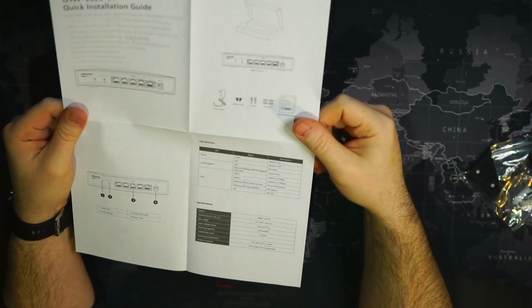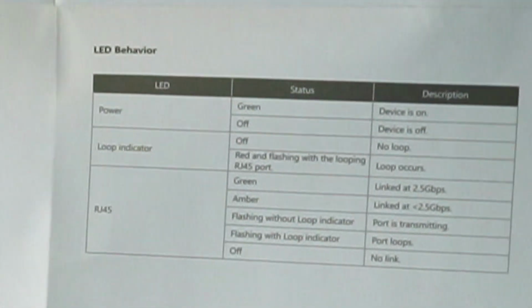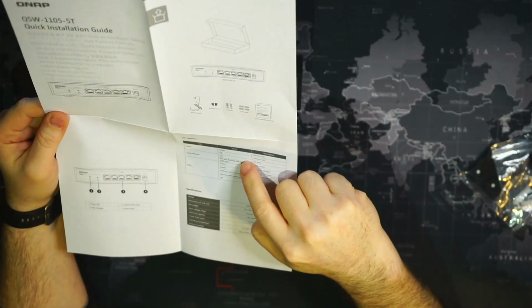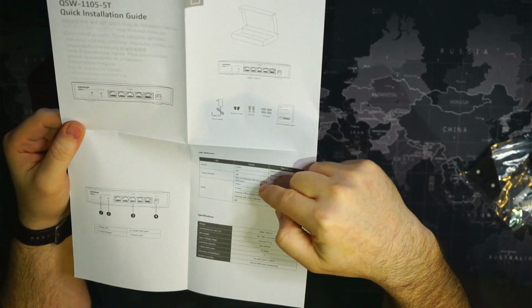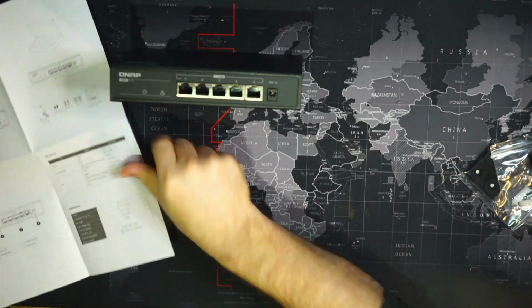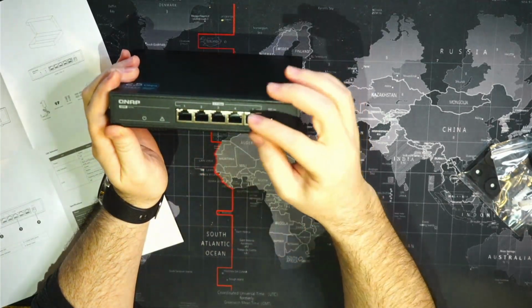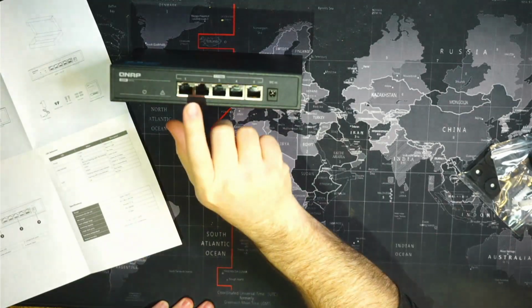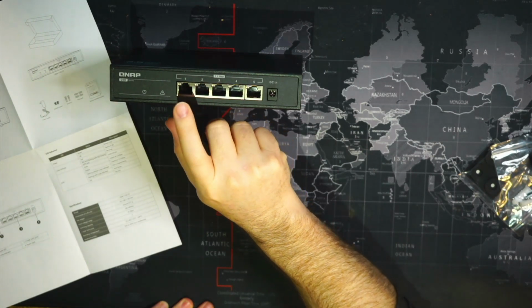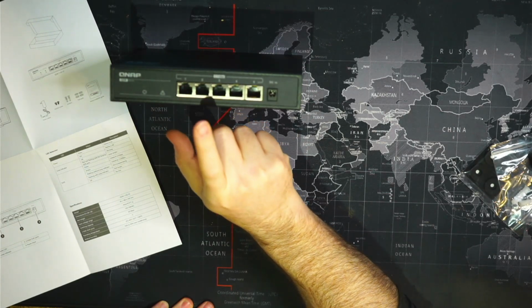It does. So here it's a loop indicator. We have a couple options, off and red flashing with the looping RJ45 port. Okay, so this will flash with the port that is causing the loop. That's an awesome feature. And then we have the RJ45 link LED indicators. So we have green, amber, flashing without loop indicator, and flashing with the loop indicator.